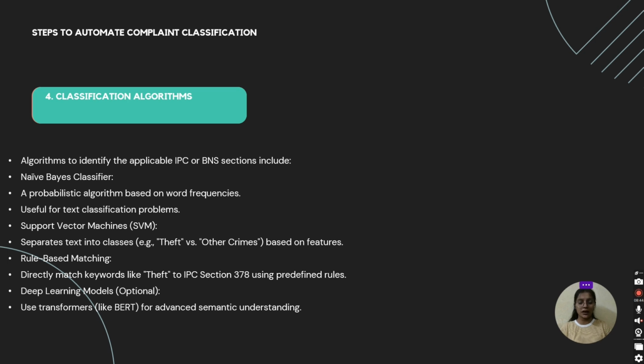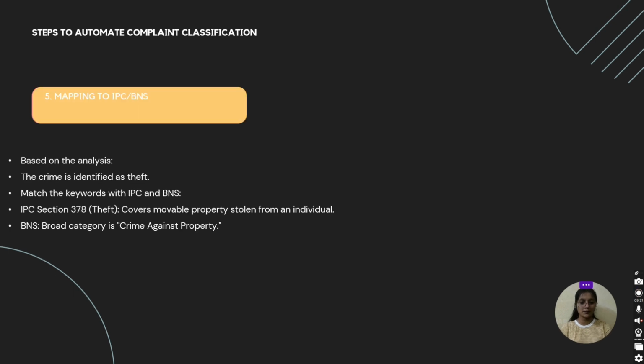Algorithms to identify the applicable IPC or BNS section include Naive Bayes classifier, a probabilistic algorithm based on word frequencies, which is useful for text classification problems; support vector machine, which separates the text into classes based on features; and another one is rule-based matching, directly matching keywords like theft to IPC section 378 using predefined rules. Deep learning models are optional and use transformers for advanced semantic understanding.